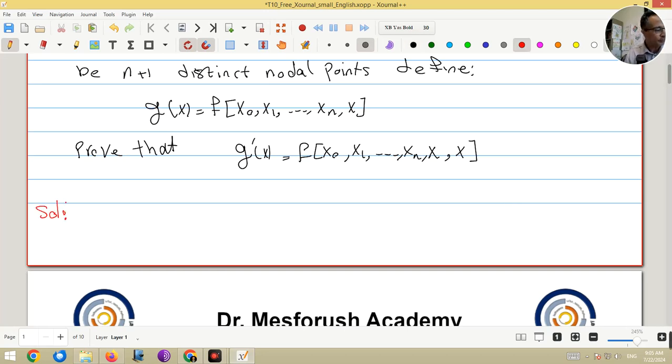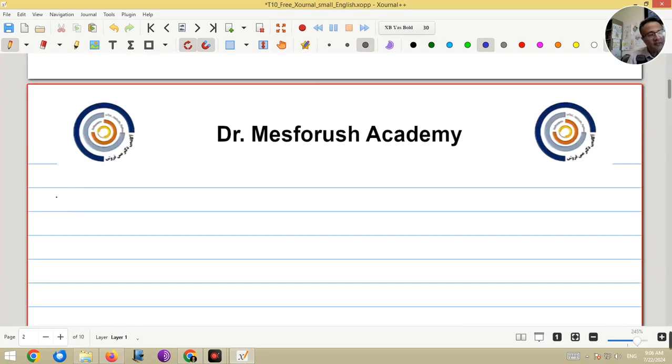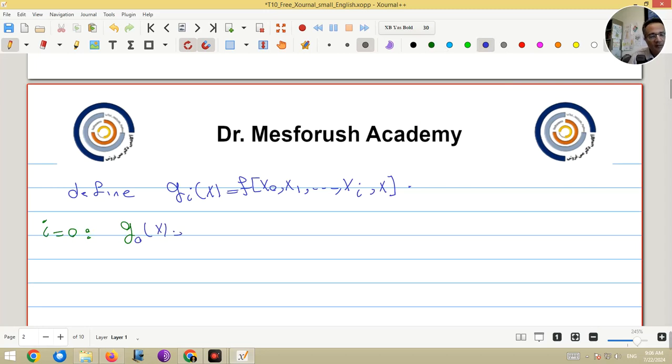Now, let me try to solve the problem by induction on n. Proof by induction on n. Okay, so for simplicity, let me define a function, namely g_i of x equal to f of x0, x1, ..., xi and x. Now let i be equal to 0. So g0 of x is equal to f of x0 and x.